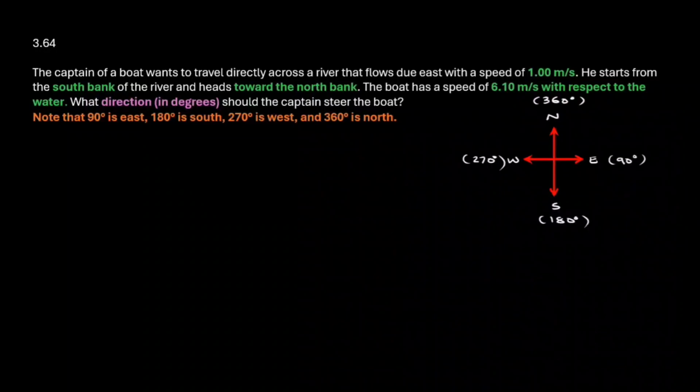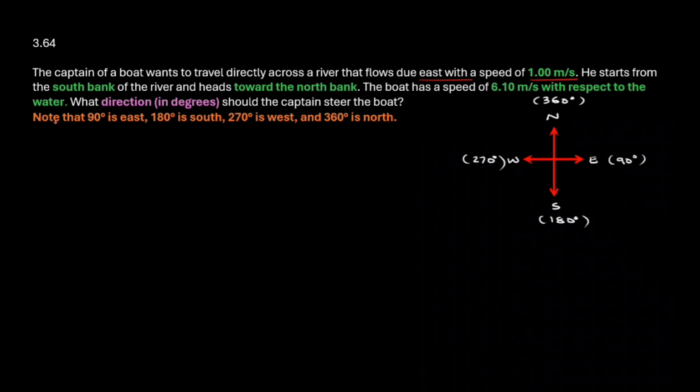Question 3.64. The captain of a boat wants to travel directly across a river that flows due east with a speed of 1 meter per second. He starts from the south bank of the river and heads towards the north bank. The boat has a speed of 6.10 meters per second with respect to the water. What direction in degrees should the captain steer the boat?